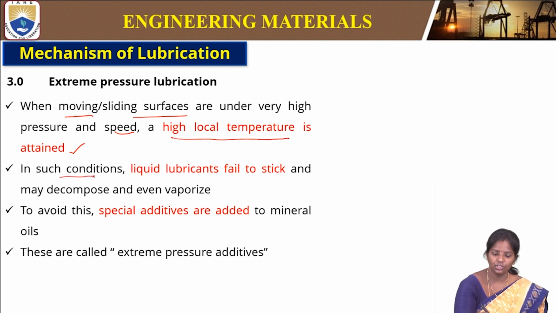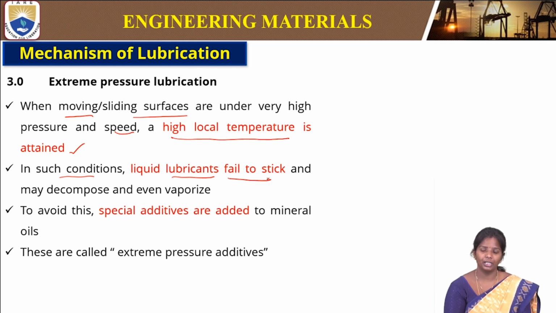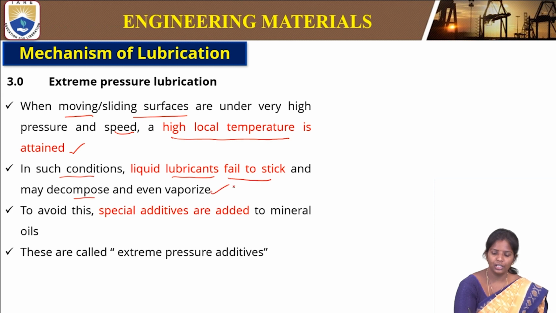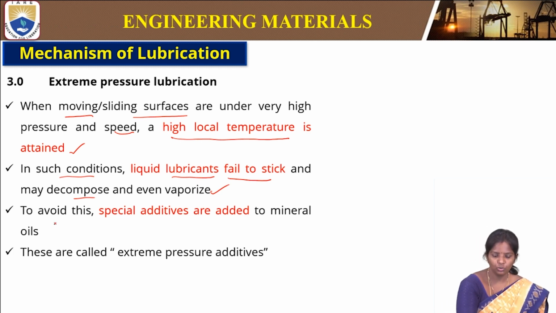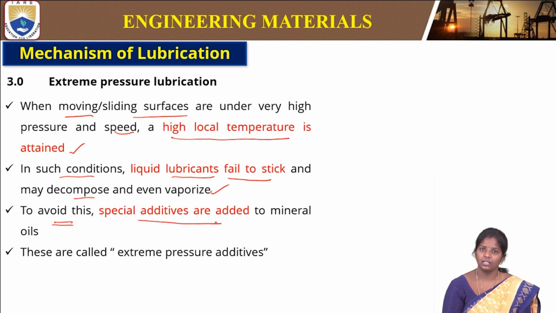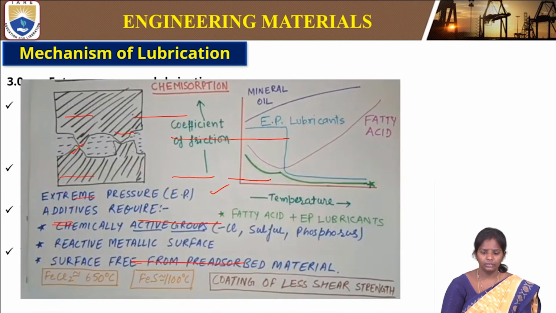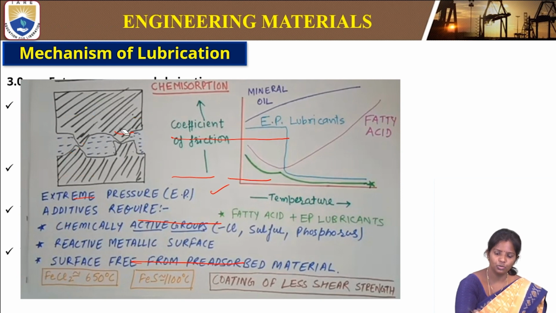So what happens in those conditions? Liquid lubricants fail to stick. Liquid lubricants do not stick properly to the metal surfaces, and they decompose and eventually vaporize. That is how the lubricant property is lost. To avoid this, special additives are added to mineral oils. These special additives are nothing but extreme pressure additives that can withstand high temperatures. We will see in detail. So this is the metal, two metals that are present.